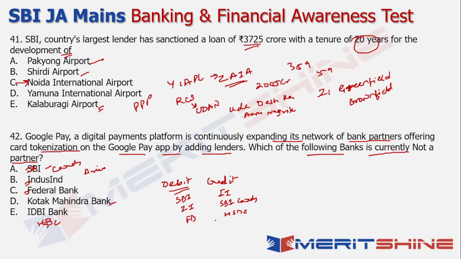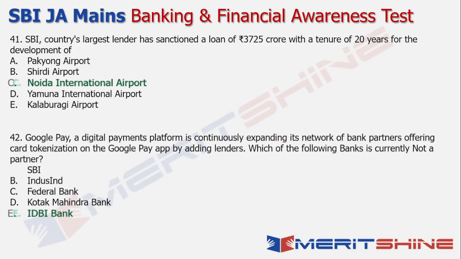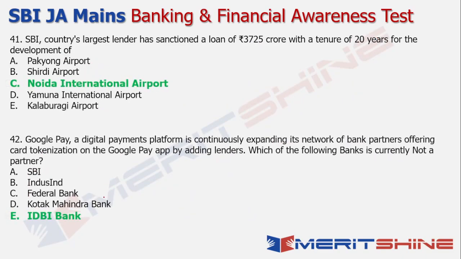Again, Kotak Mahindra is also from both the cards perspective. So the one entity which is technically not part of that tokenization phenomenon, at least at this point of time, is IDBI Bank, and that's the answer in this case. So Noida International Airport and IDBI Bank are the answers to the question here.